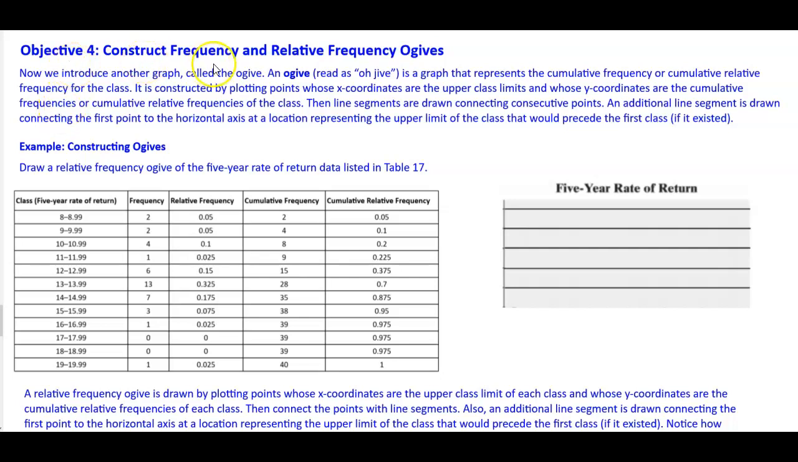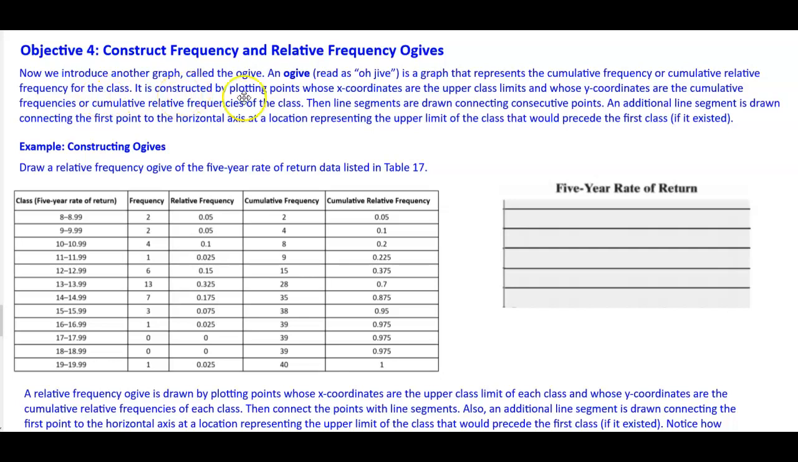Objective 4. Construct frequency and relative frequency ogives. Now we introduce another graph called the ogive. An ogive, read as ogive, is a graph that represents the cumulative frequency or cumulative relative frequency for the class.